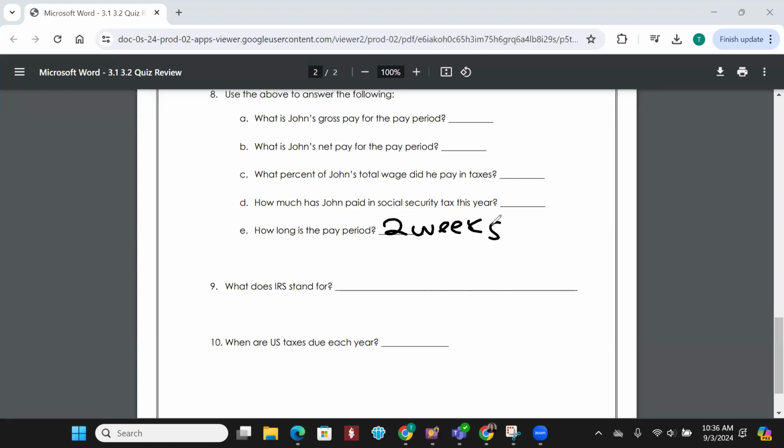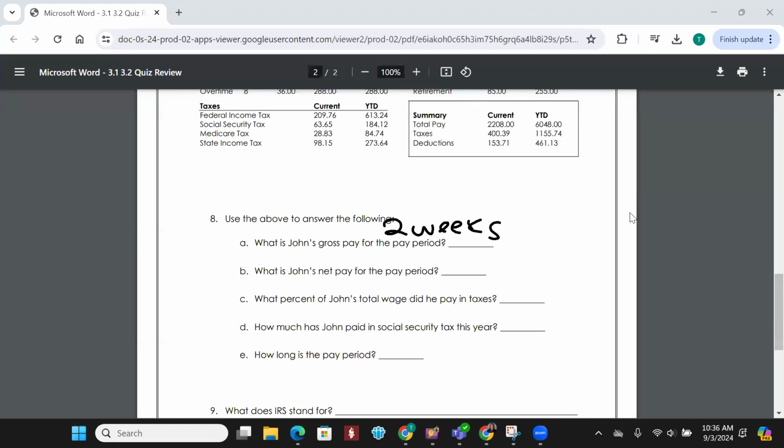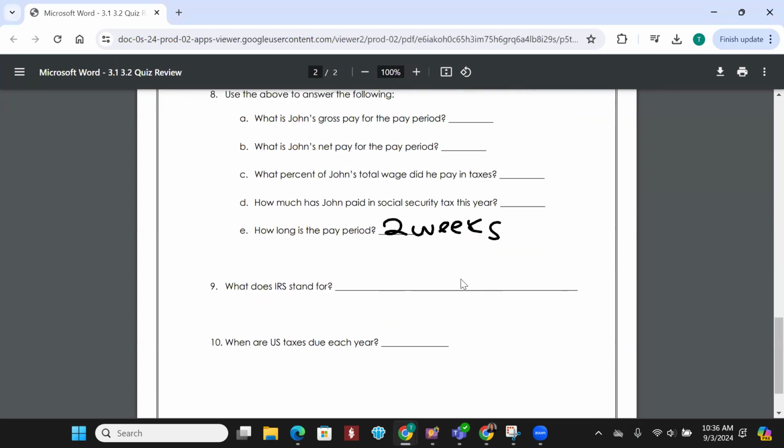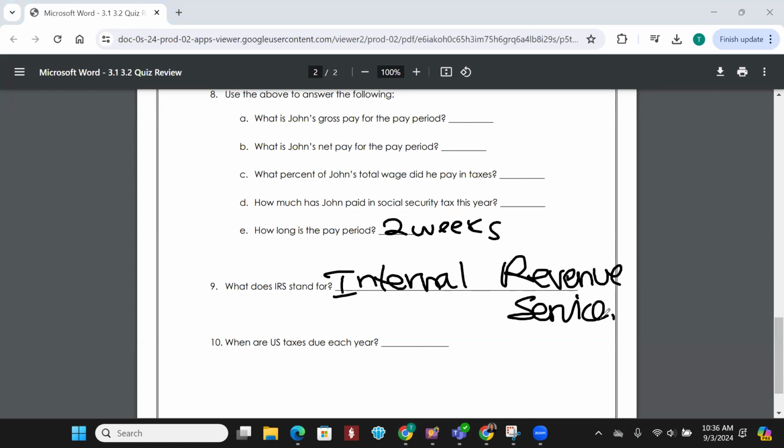How much was John paid in Social Security tax this year? There you go. I was looking for it. 184.12. That's how much he paid in Social Security. What does the IRS stand for? They're the worst. But I never meet anybody who works for them, because nobody ever wants to admit they work there. So when are US taxes due each year?